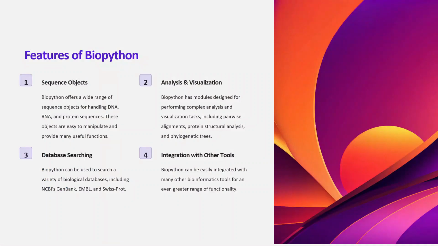Features of Biopython. Biopython features sequence objects which will handle your DNA, RNA, and protein sequences, your analysis and visualization tasks such as pairwise alignment, protein structure analysis, and phylogenetic trees. Database searching: Biopython can be used to search various databases that are available on the internet, and also integrates with other tools such as PDB, scikit-learn, and other libraries as well.